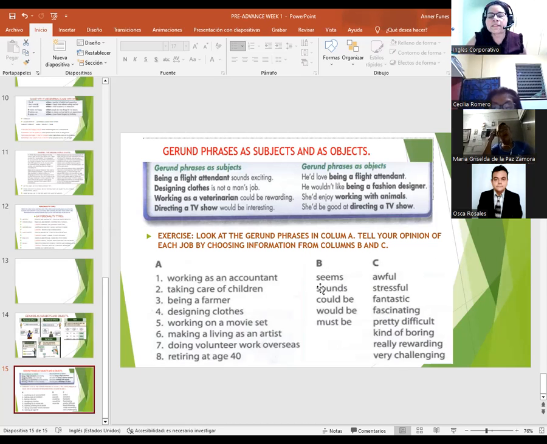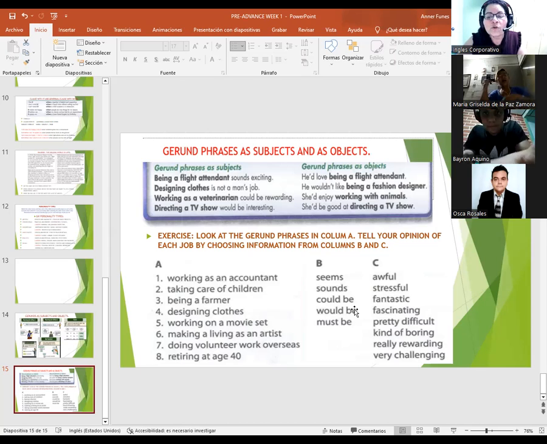What is the meaning of seems? Seems es parece o parecer. Sounds? Suena. Could be? Podría ser, sería. Would podría. Be es sería. Must be. Debería ser. Now, here we have some adjectives.